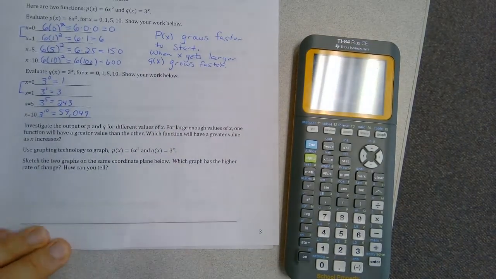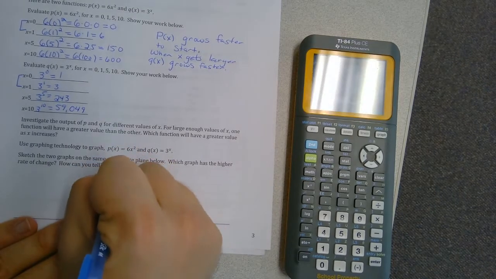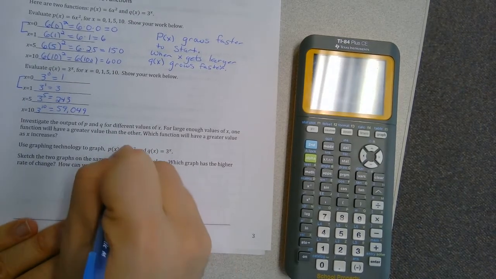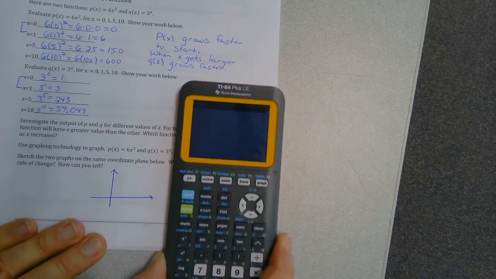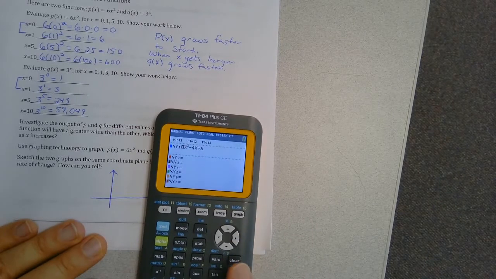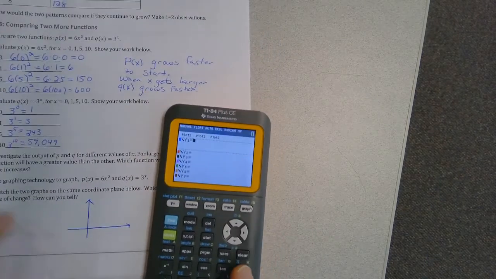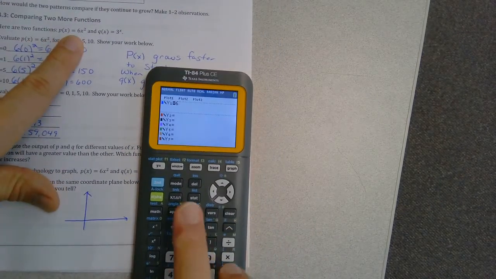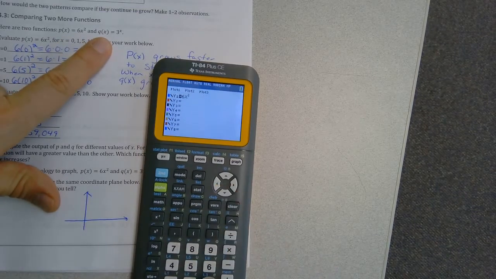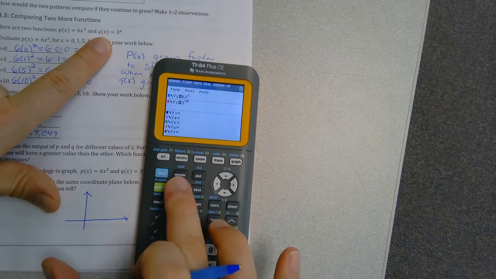Now, in graphing those, we're going to stay for positive x values. So what I'm going to do is put my two functions in. Again, I have a function in there. I'm just going to clear it out. Our first function is 6x squared. And then our second function is 3 to the x.